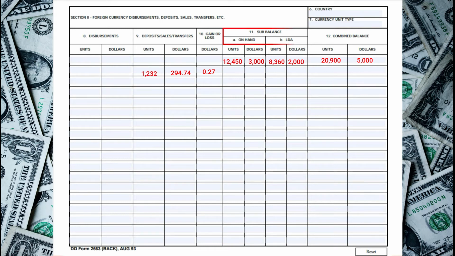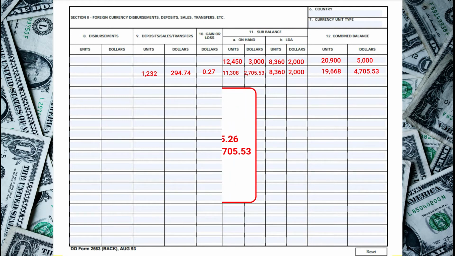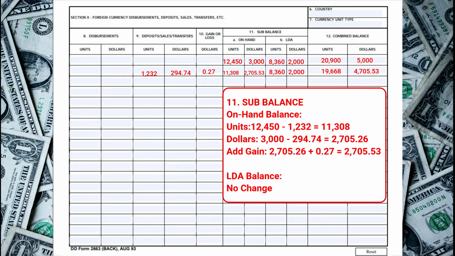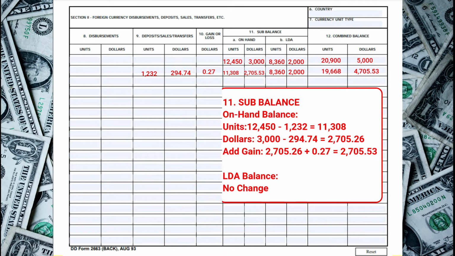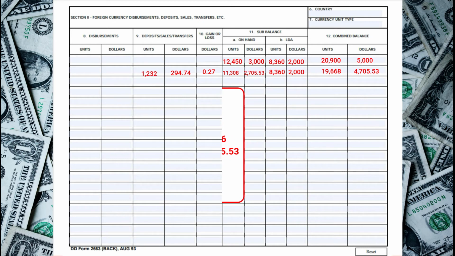Next column to the right, we have sub-balance on hand and LDA. Subtract the accommodation exchange total from the previous balance of units on hand. Do the same for the US equivalent on hand. Do not forget to add the gain from the accommodation exchange to the dollars on hand column. The LDA sub-balance on column 11B remains the same. Finish the entry by combining the total balance of column 11A and 11B on column 12. This is how the daily totals of accommodation exchanges are entered on the 2663.